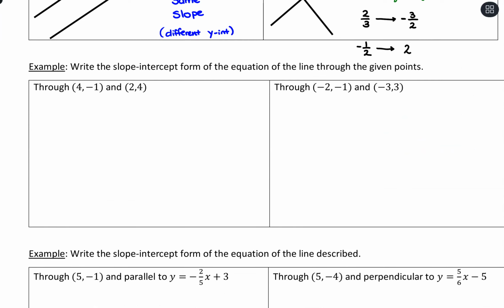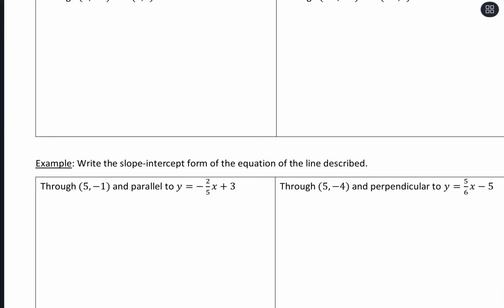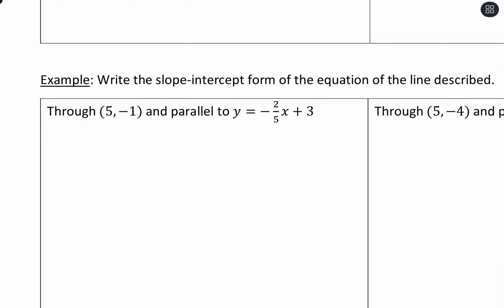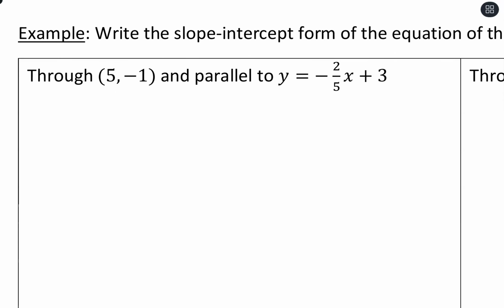Okay, so let's look at some different methods here. In fact, since we just talked through those, let's skip over that middle example for a moment so that we can look at how do we write the slope-intercept form of an equation if they're telling us how it's parallel or perpendicular. So we're going through the point (5, -1), and then we're going to be parallel to the line y equals -2/5 x plus 3.